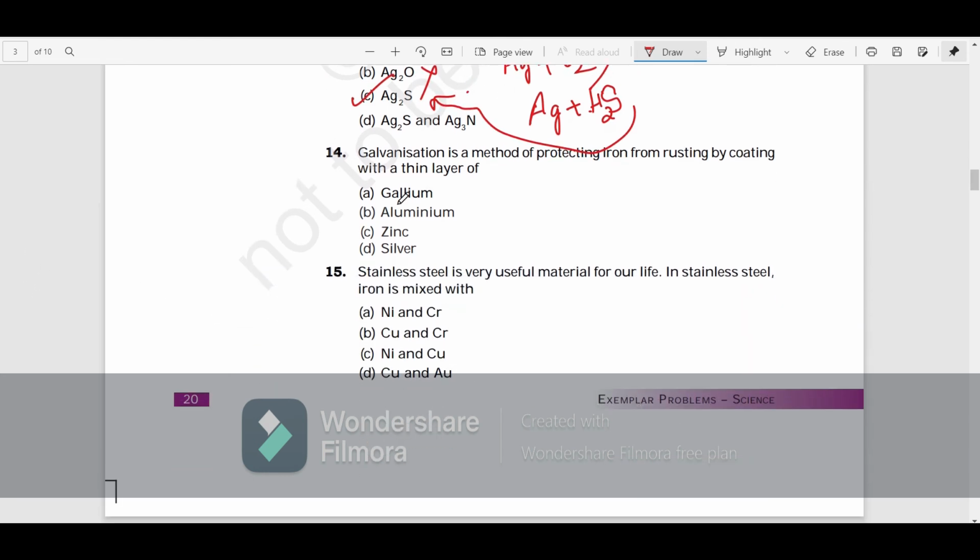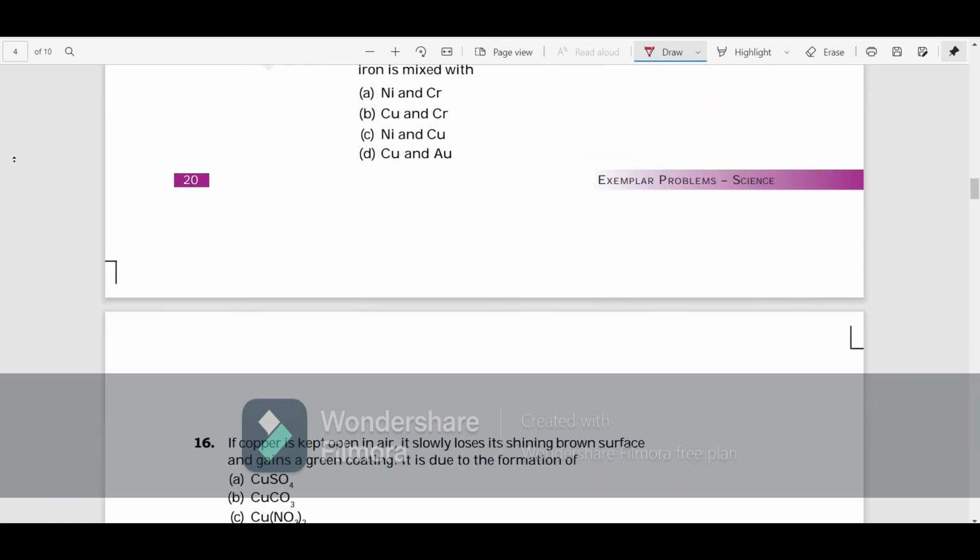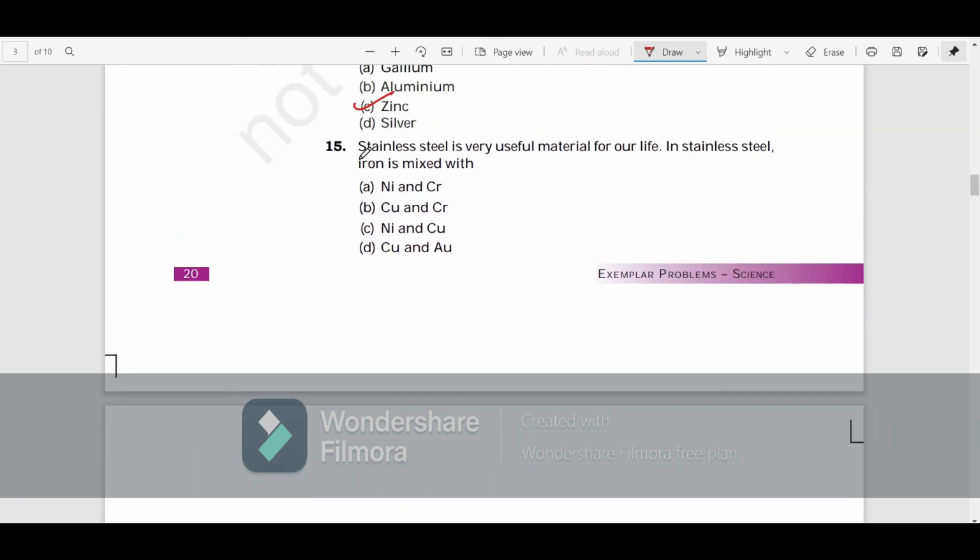Galvanizing is a method of protecting iron from rusting by coating a thin layer of zinc. This we know from first. Zinc is the coating. So now we'll do this 15th question and get this video done, because we'll do the rest of the questions in the next videos.